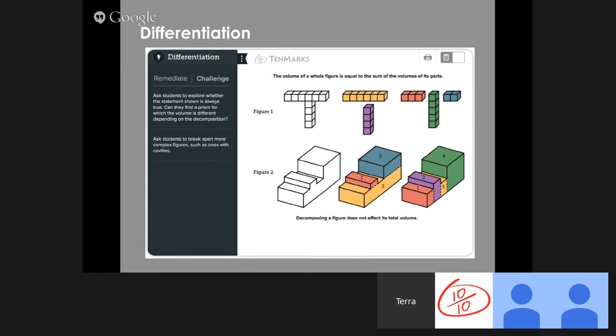In this case, this example here where students are asked to explore whether the statement shown on screen is always true, could be a quick math journal entry during the lesson for some of your students who need that extra challenge. Or the second idea might be something that you explore in small group work afterwards, where students are going to break apart more complex figures, such as ones with cavities.